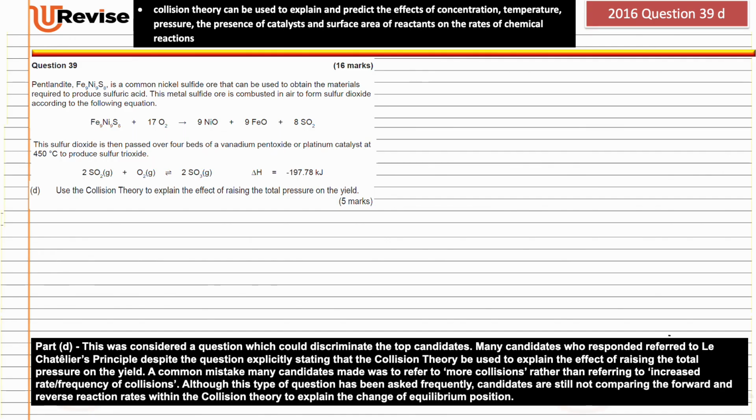Now, let's take a look at question 39D from the 2016 exam. It reads, pentlandite, which is this compound here, is a common nickel sulfide ore that can be used to obtain materials required to produce sulfuric acid. This metal sulfide ore is combusted in air to form sulfur dioxide according to the following equation. This is the equation for that.